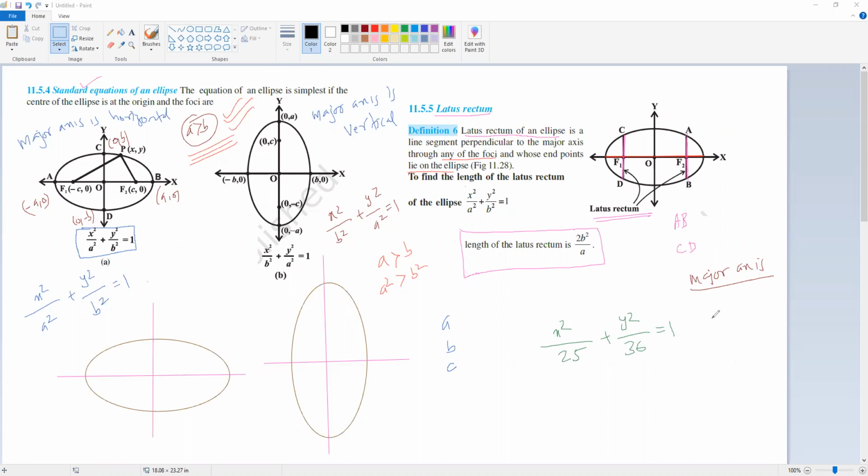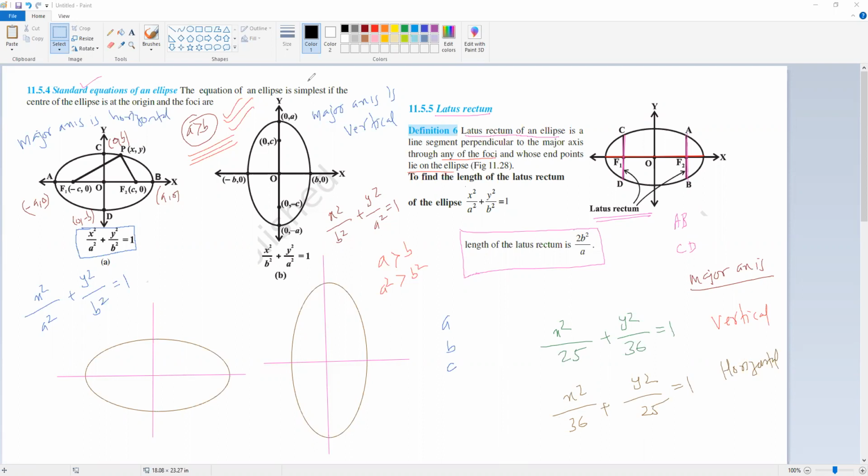So is this one major axis vertical? If it is like this, x square by 36 plus y square by 25 is equal to 1, here the major axis is horizontal because the bigger number comes under x square.